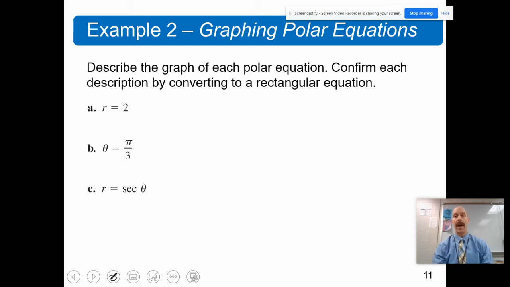Okay, so let's look at graphing polar equations. Let me tell you before I forget, with your graphing calculator, you can graph in polar coordinates. You just need to make sure that your mode, instead of being in function, needs to be in polar. So we're going to look at 3 graphs here. We're going to look at A, where r is 2, B, where theta is pi over 3, and C, where r is equal to secant theta.